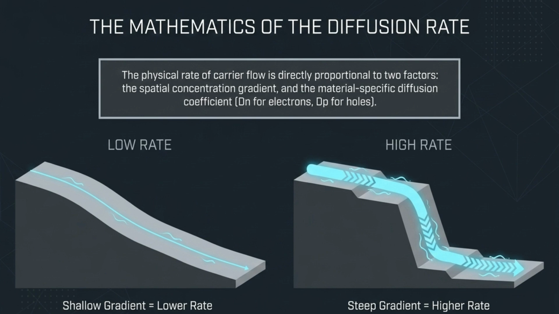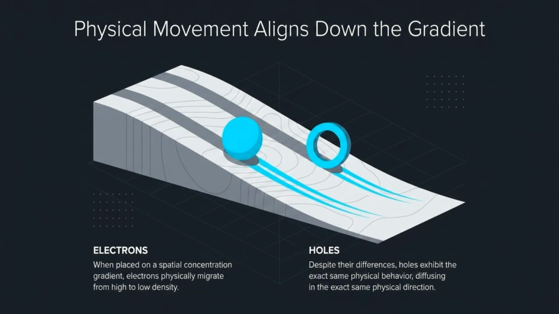The physical rate of carrier flow is directly proportional to two factors: the spatial concentration gradient and the material-specific diffusion coefficient. A shallow gradient leads to a low diffusion rate, while a steep gradient results in a higher rate. Physical movement aligns down the concentration gradient. Both electrons and holes physically migrate from high to low density, diffusing in the exact same physical direction.